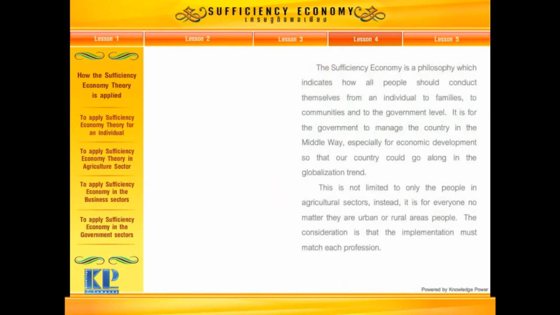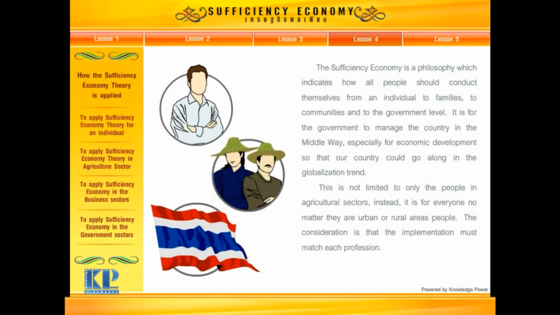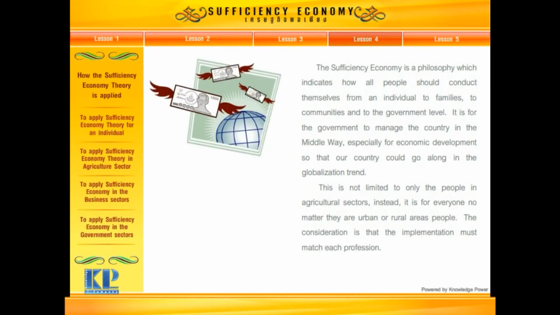The sufficiency economy is a philosophy which indicates how all people should conduct themselves from an individual to families, to communities, and to the government level. It is for the government to manage the country in the middle way, especially for economic development, so that our country could go along in the globalization trend.